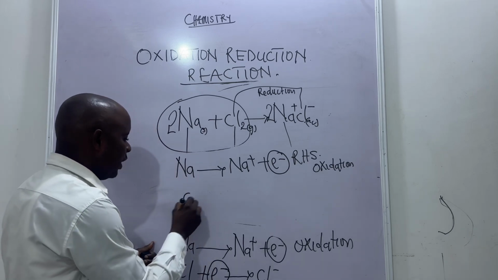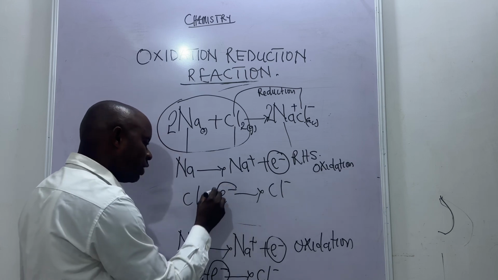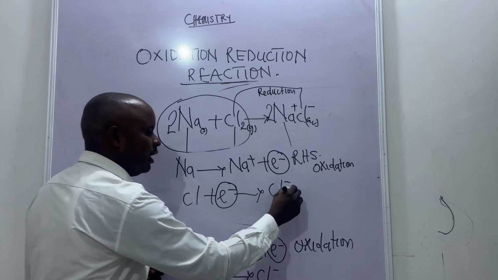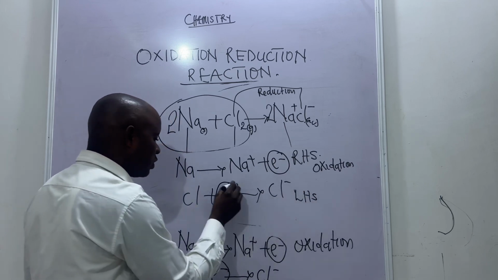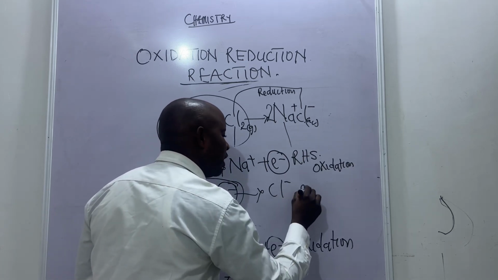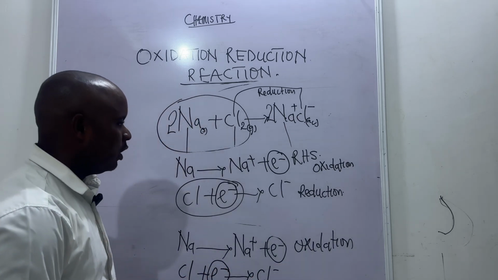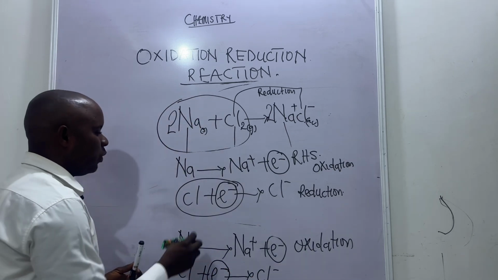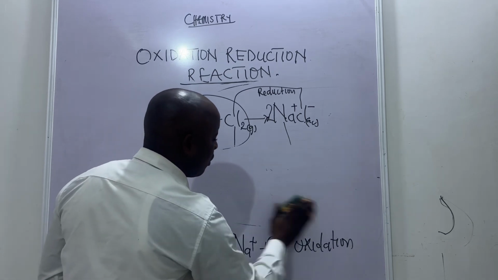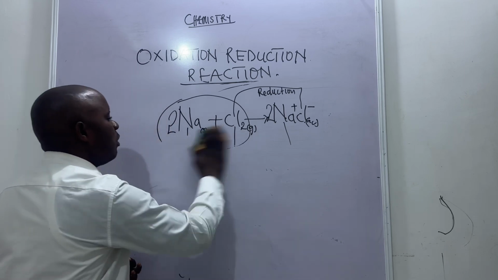So if we have chlorine that acquires an electron, if this electron is found at the left-hand side, we say such a chemical element has undergone what is known as reduction reaction. So for multiple choice questions, from this point, I'm going to move to a more complex equation.